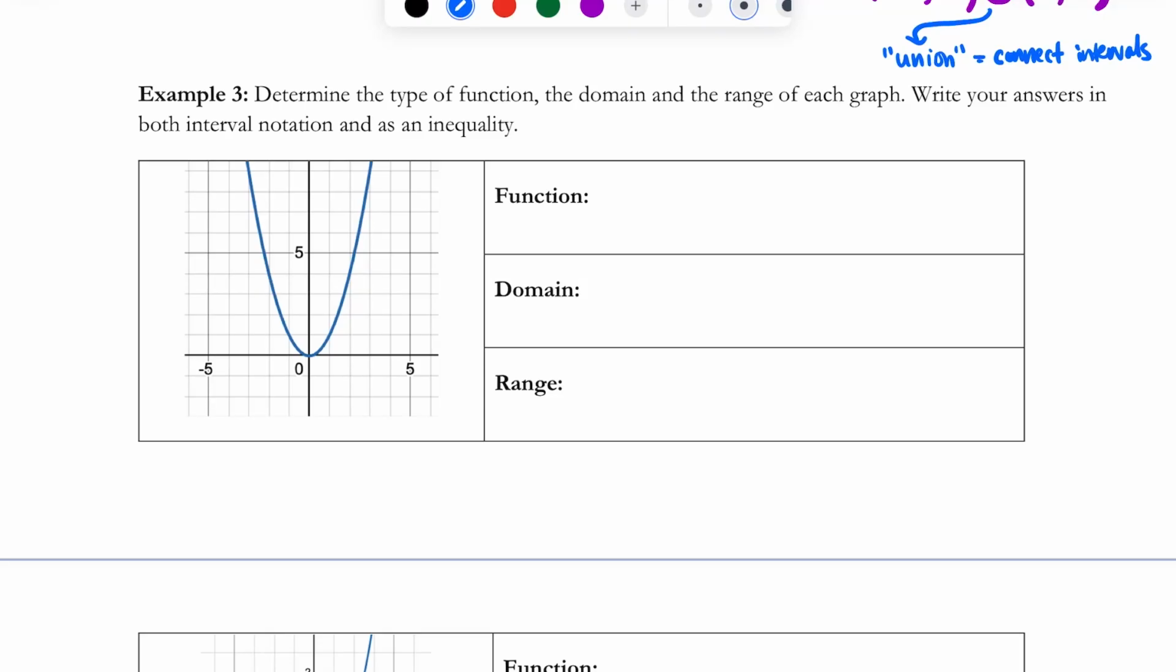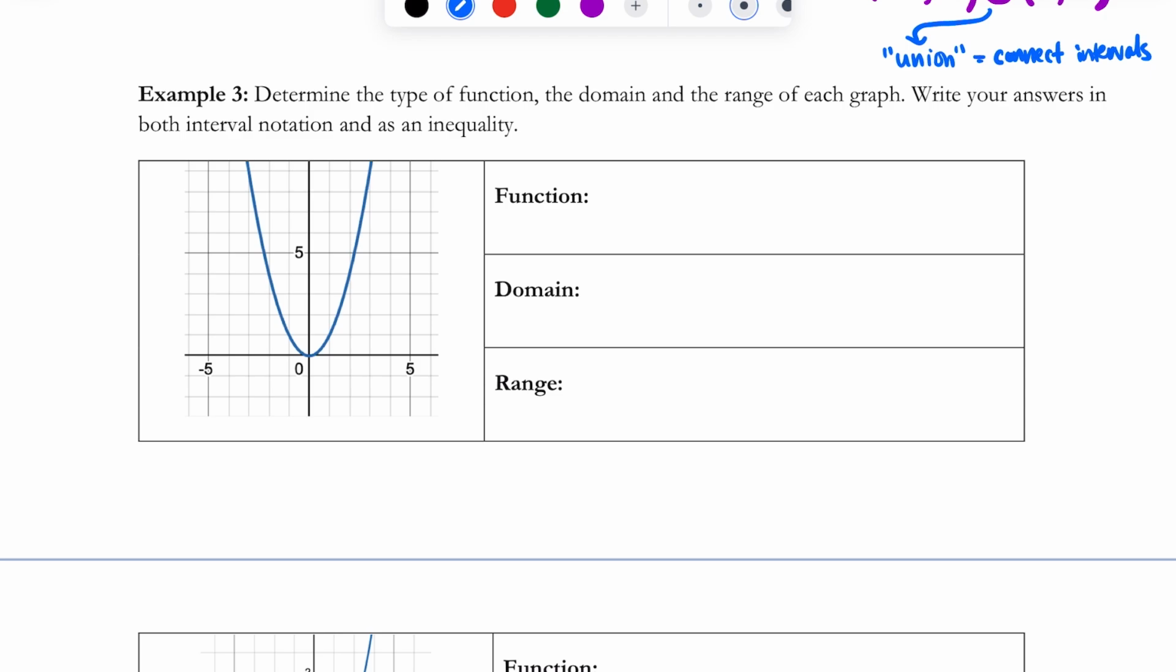Welcome to Concept B, Graphs and Functions. This is the second notes video for this. We had previously talked about domain and range and how to write that in our interval notation, and then also how to use the vertical line test to tell if a graph is a function or not.